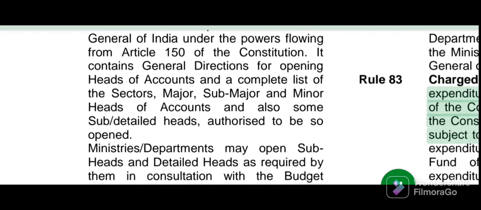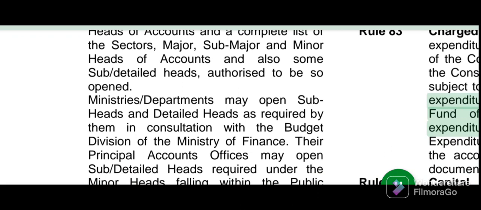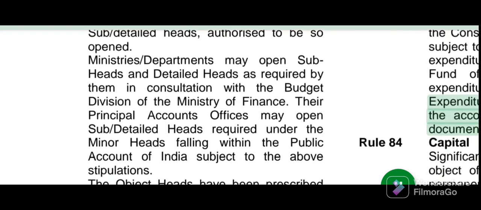Rule 83: Charged or voted expenditure. The expenditure covered under Article 112 of the Constitution of India is charged on the Consolidated Fund of India and is not subject to vote by the legislature. All other expenditure met out of the Consolidated Fund of India is treated as voted expenditure. Charged or voted expenditure shall be shown separately in the accounts as well as in the budget documents.